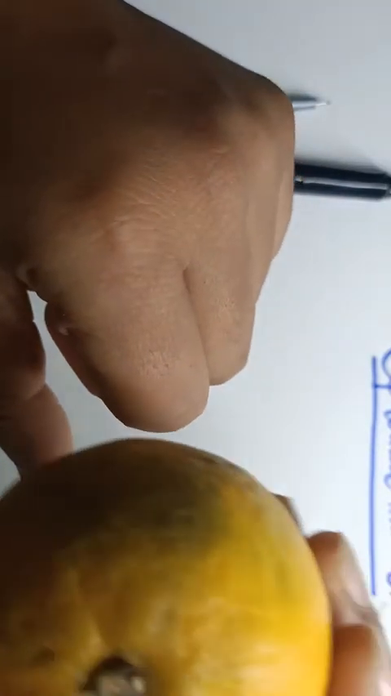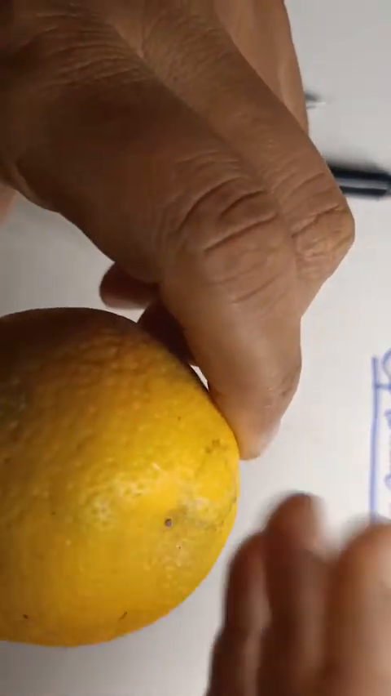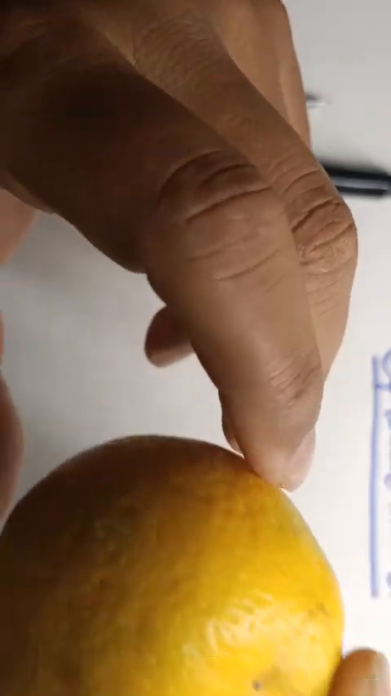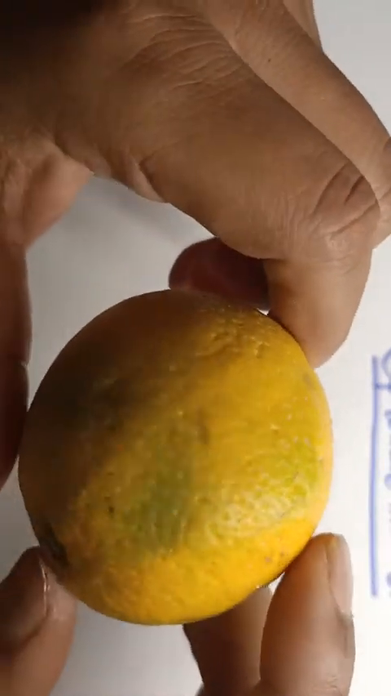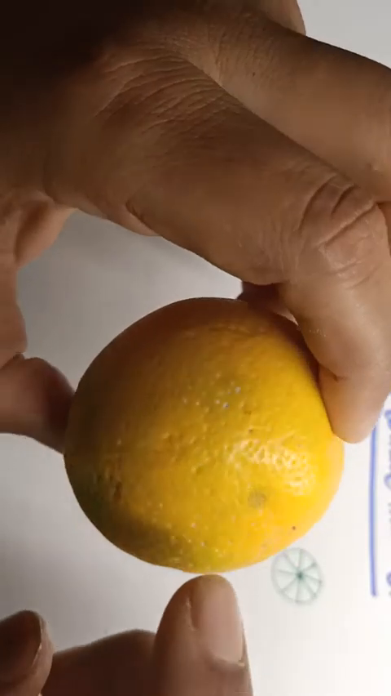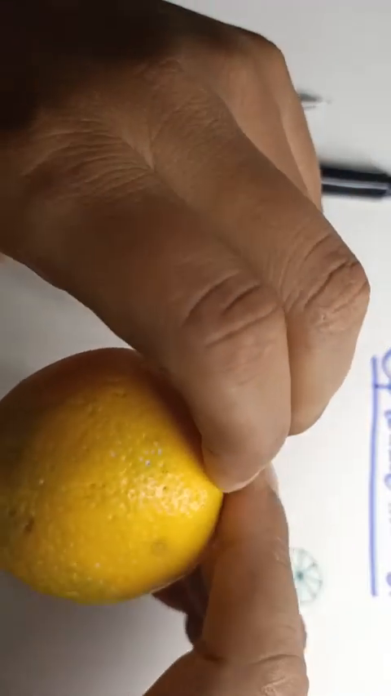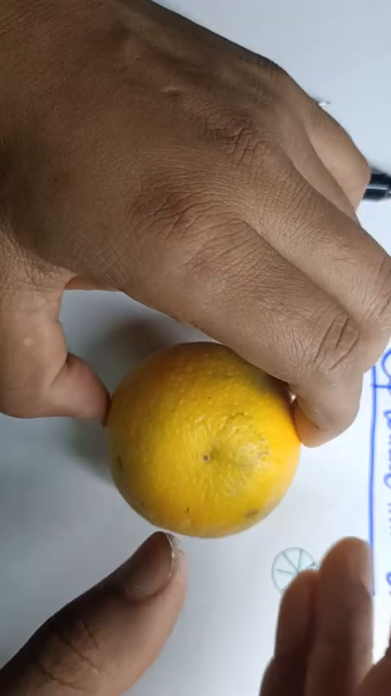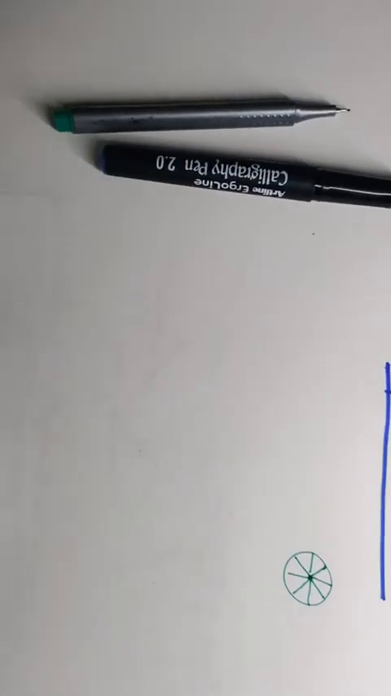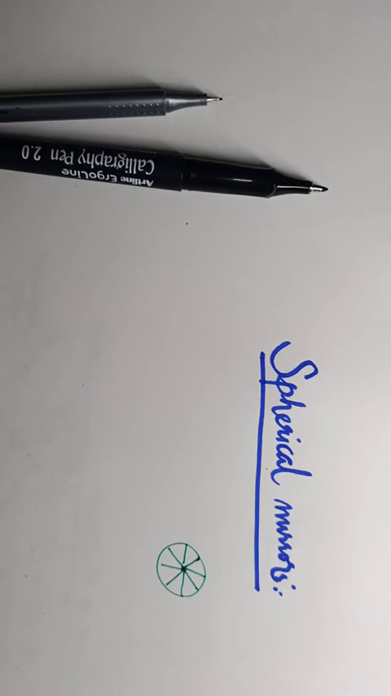But when it comes to a sphere, please keep in mind it's not a perfect circle. What I would say is it's not perfectly round. When I say it's not perfectly round, it means the distance from the center to the circumference will not be equal in all cases. Now, the next topic that we are going to discuss will be spherical mirrors, and that is why I have shown you the sphere.